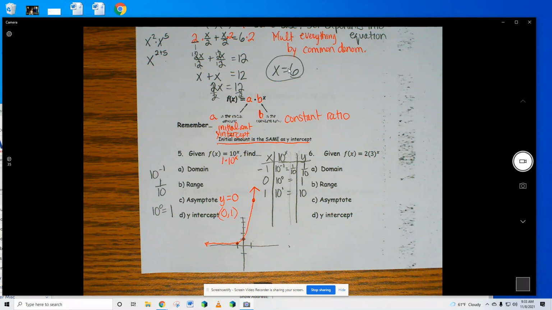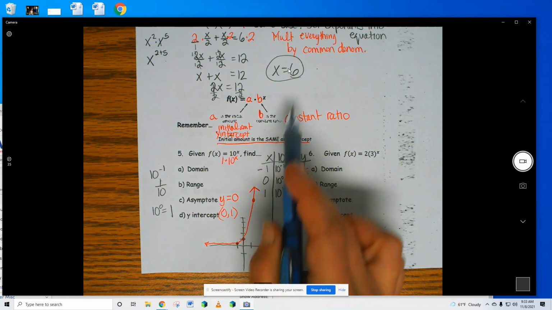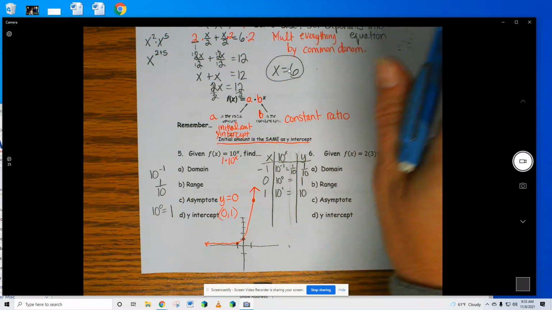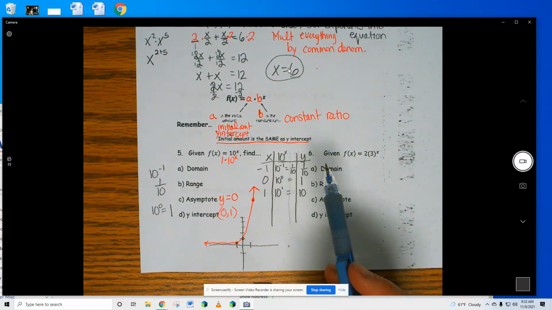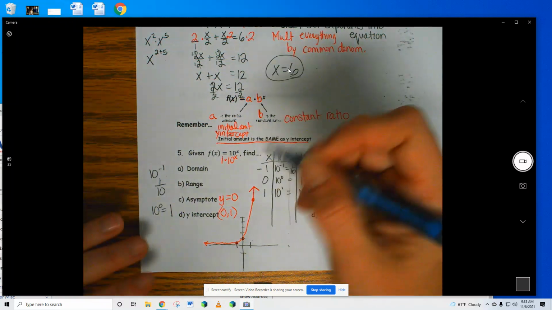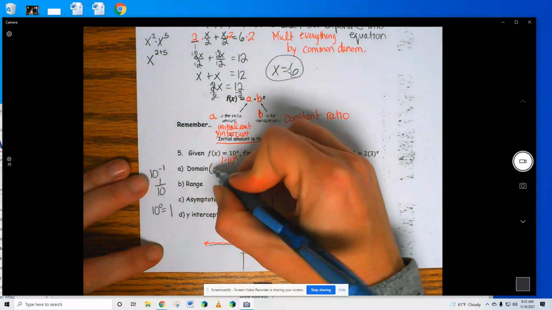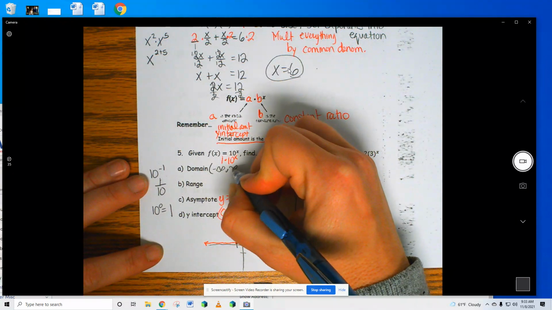My domain is going to be from left to right. Remember? Scan left to right. What do I got? Does it go forever up, up, up to the right? What do I call that? The domain. Infinite, all real numbers, but it's -infinity to +infinity.